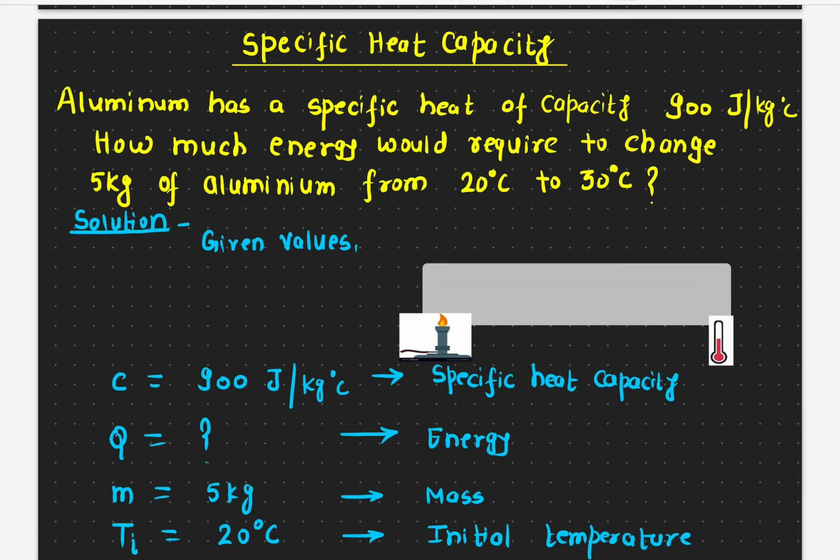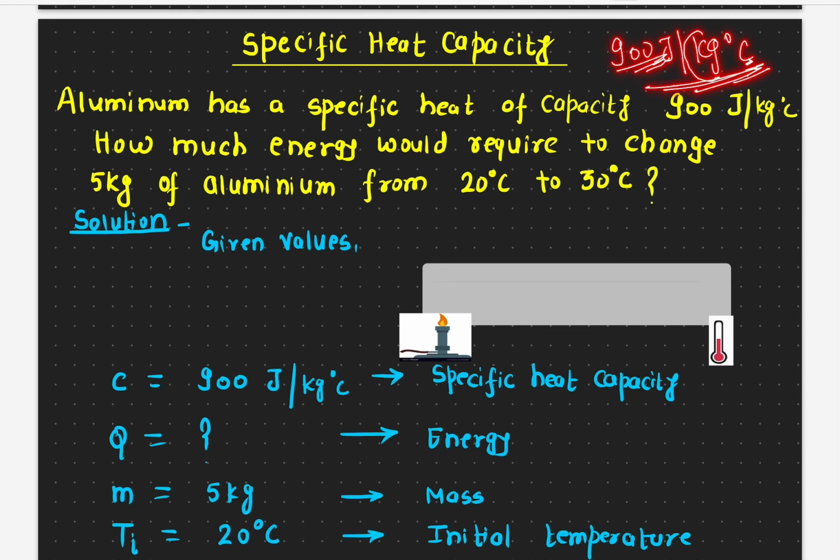Let's first explain what this term means. 900 joule per kilogram per degree Celsius. What does this mean? Let me write this down. 900 joule per kilogram per degree Celsius. This means if you have 1 kilogram of aluminum, and you change the temperature by 1 degree Celsius, the amount of energy that is needed will be 900 joule. That's what we call specific heat capacity.